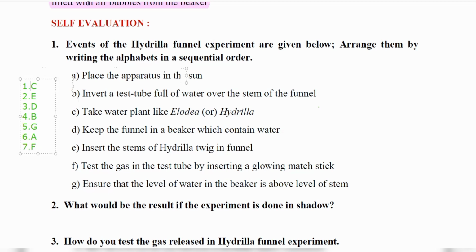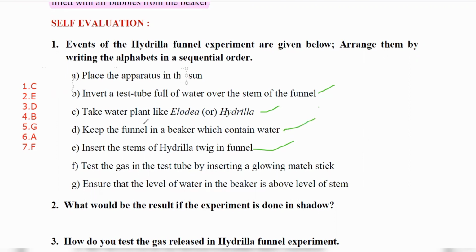The first one is C. Take a water plant like Elodea or hydrilla. The second one is E. That is, insert the stems of hydrilla twigs into the funnel. And the third one, D. Keep the funnel in a beaker which contains water.